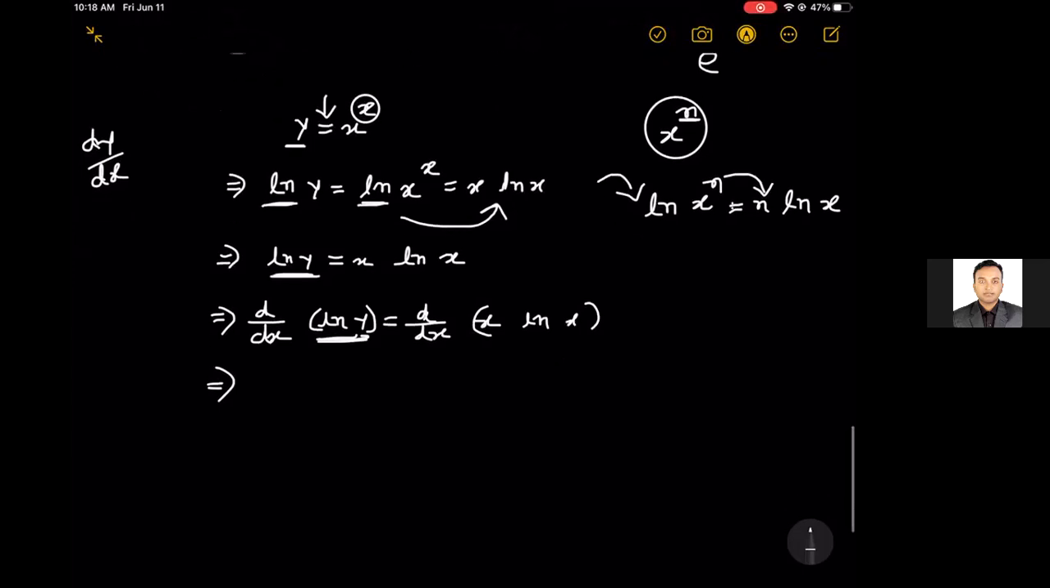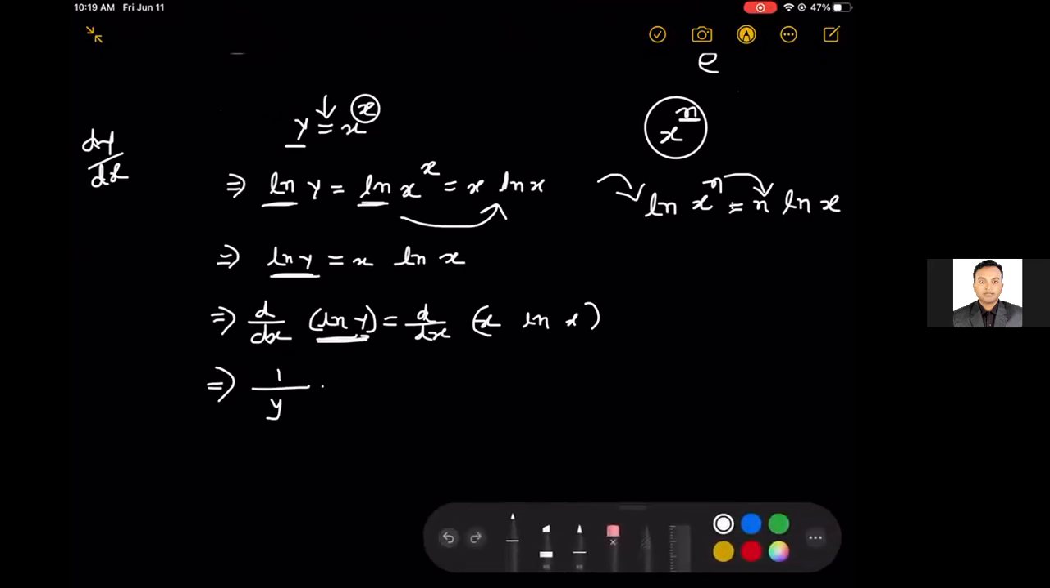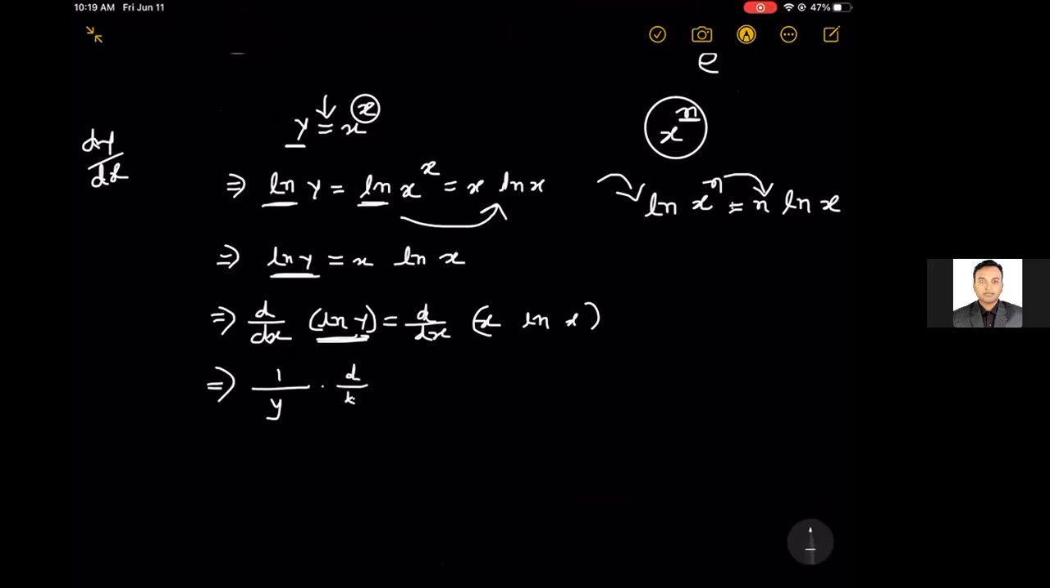I know the derivative of natural log of x is 1 over x. So natural log of y will give me 1 over y. But it's not exactly that x, so we need to multiply. I think I should write this format: multiply the derivative of y. That's it.